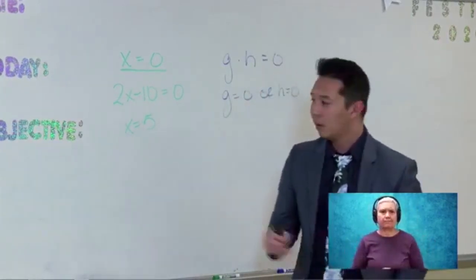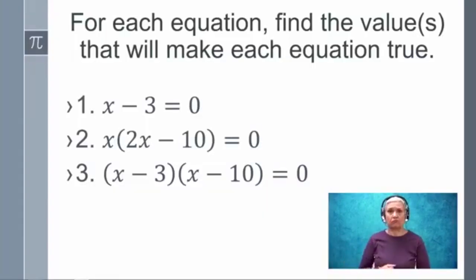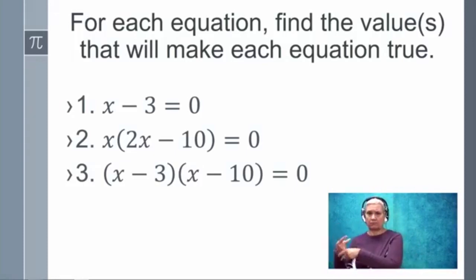In the third expression, we've got on the left-hand side x minus 3 times the quantity x minus 10, and that expression is equal to 0.